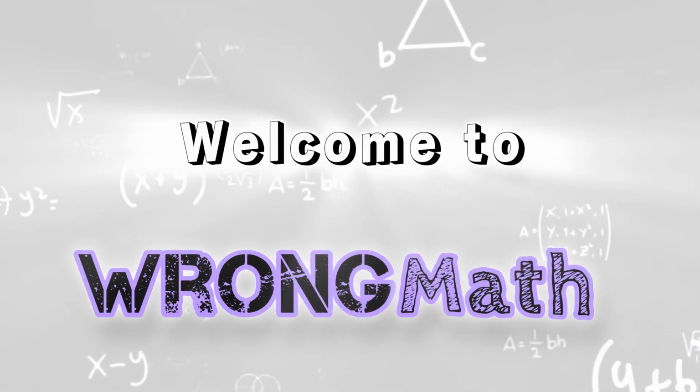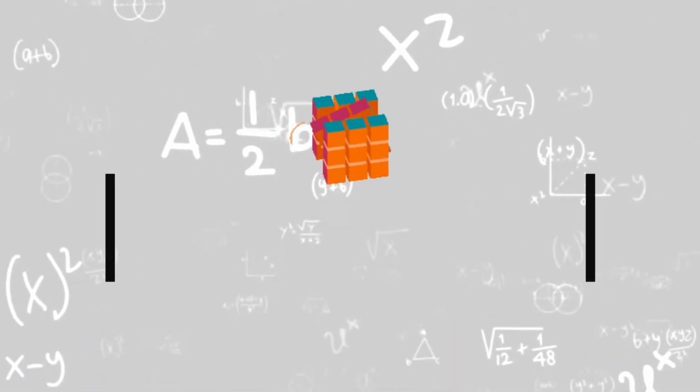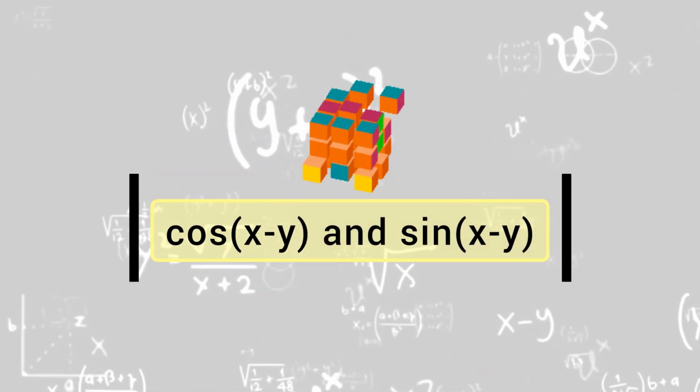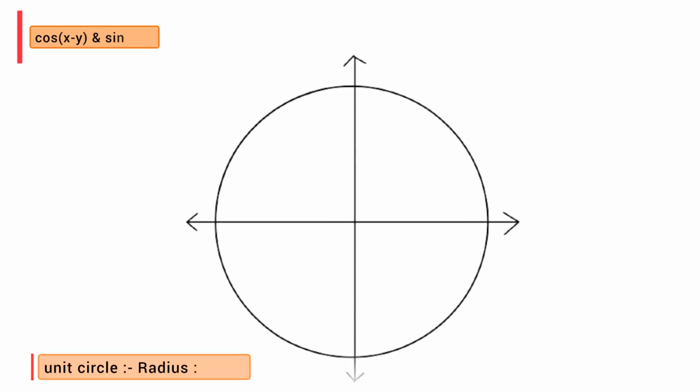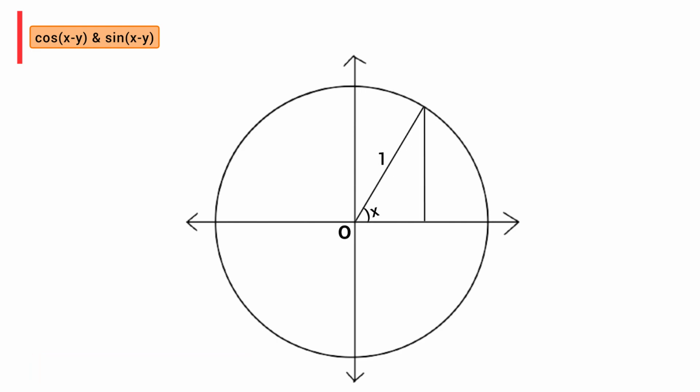In this video, we will geometrically derive the equation for cos(x − y) and sin(x − y). Let us get started. Take a unit circle with radius 1 unit and let the hypotenuse subtend an angle of x radians, then the opposite side has a length of sin x and the adjacent side has a length of cos x.